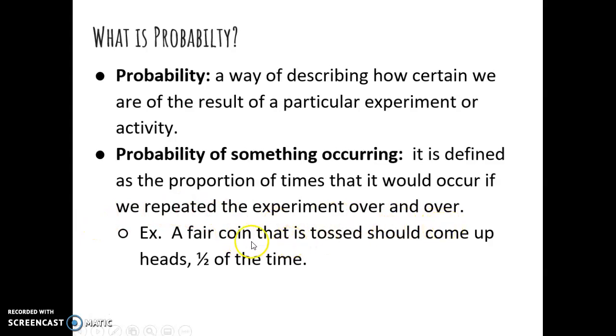So if we were to flip a fair coin and toss it over and over and over again, it should come up 1/2 of the time. So the proportion of times that it would come up heads would be 0.5 or 1/2, and that would be the probability of flipping a coin and having a heads come up.